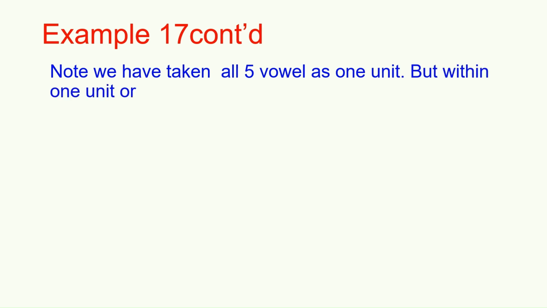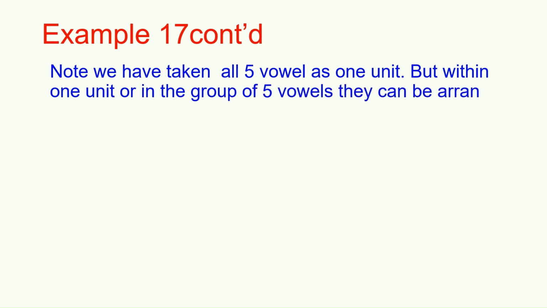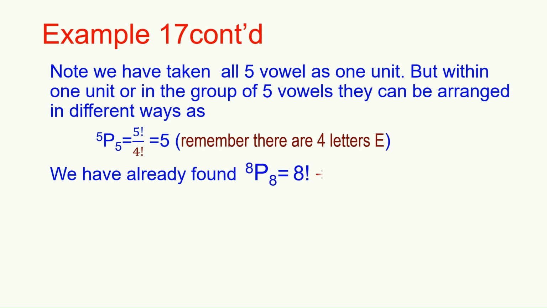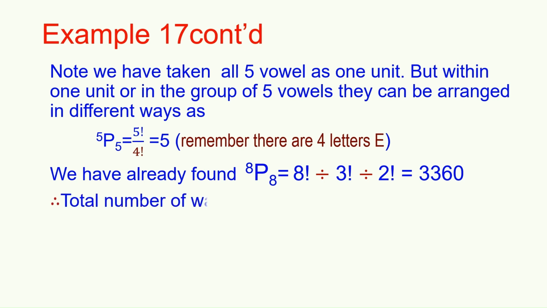Note: we have taken all 5 vowels as one unit, but within the group of 5 vowels, they can be arranged in different ways as 5P5 equals factorial 5 divided by factorial 4 equals 5. Remember, there are 4 letters E. We have already found 8P8 equals factorial 8 divided by factorial 3 divided by factorial 2 equals 3,360. Therefore, total number of ways equals 3,360 times 5 is equal to 16,800.